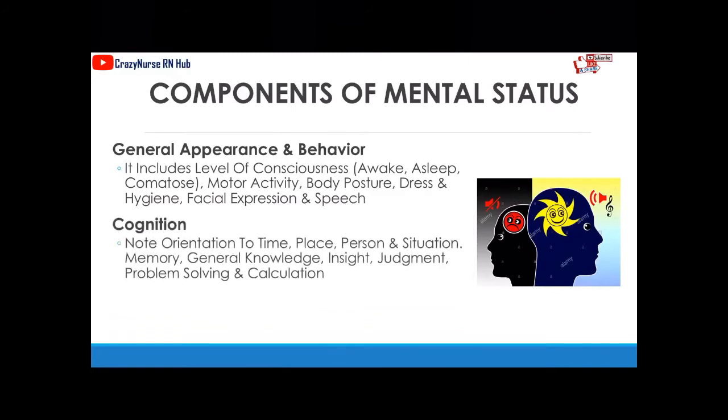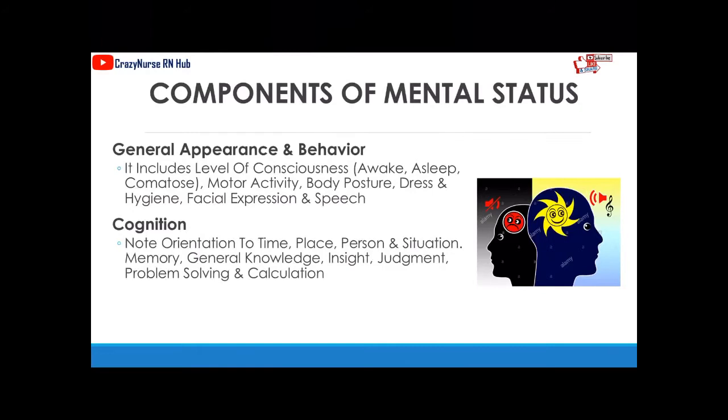Next component is cognition. Note orientation to time, place, person, and situation, as well as memory, general knowledge, insight, judgment, problem solving, and calculation. Common questions are, who were the last 3 presidents? Another question is, what does "a person who does not remember where he came from will never reach his destination" mean? Or you can also ask the patient to subtract 7 from 100 and keep subtracting 7.